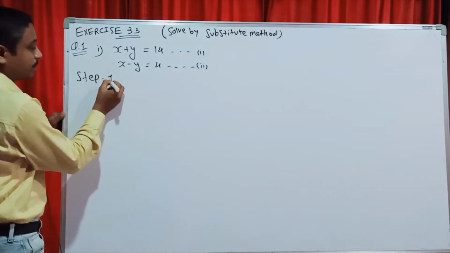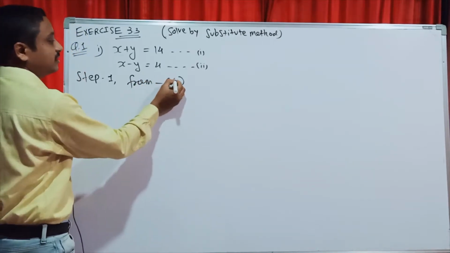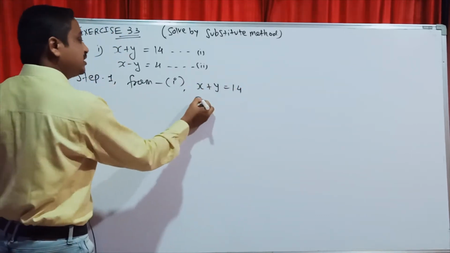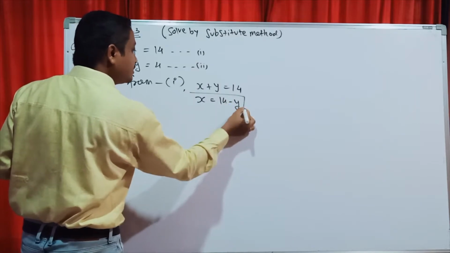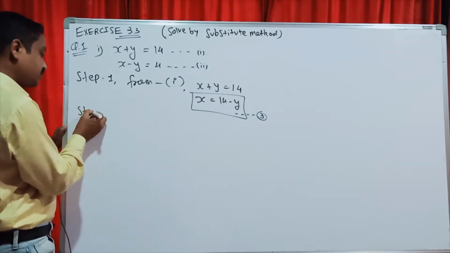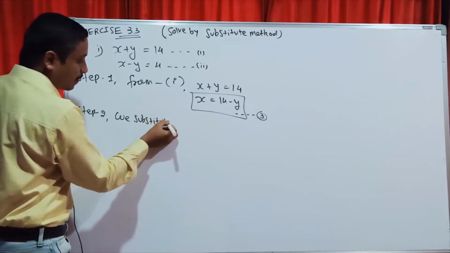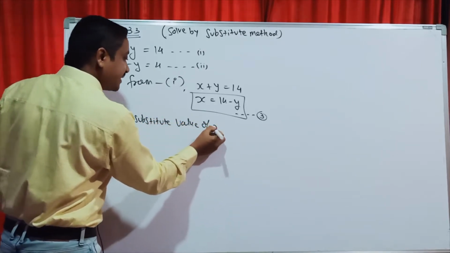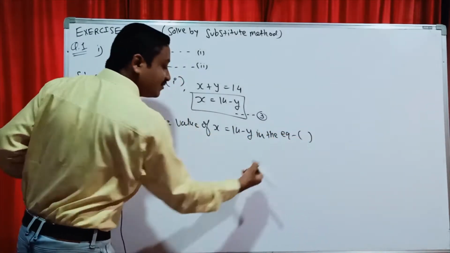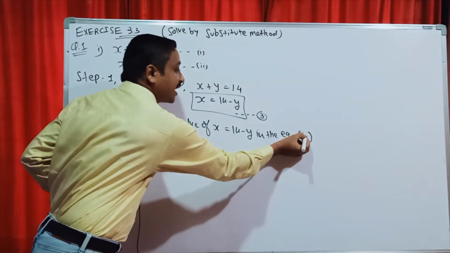In step 1, you start from any one equation. I apply the first method, the first way: x plus y is equal to 14. So what is x? Yes, it is 14 minus y, and we get it as equation number 3. Now step 2, we substitute this value, x is equal to 14 minus y, in the equation. Which equation? I start from the first, so substitute in the second.